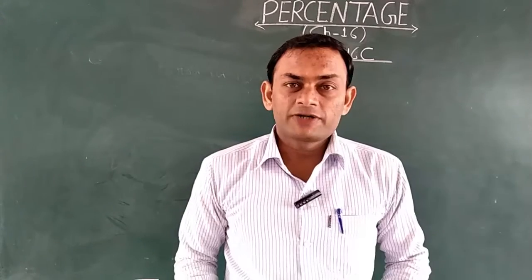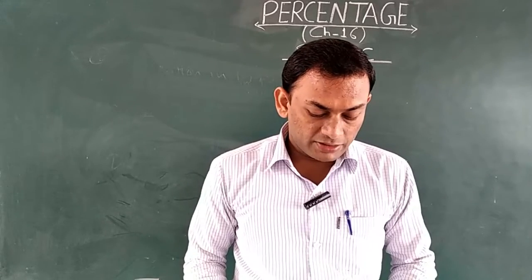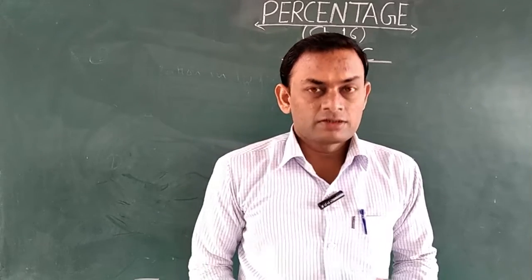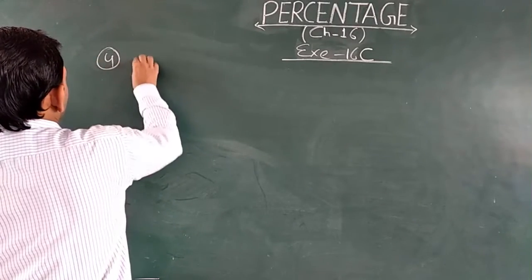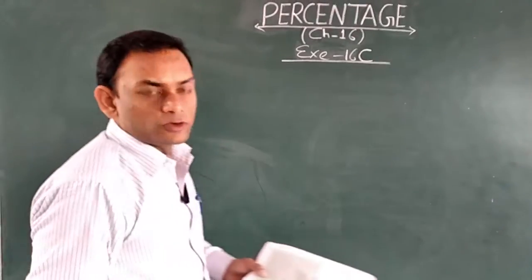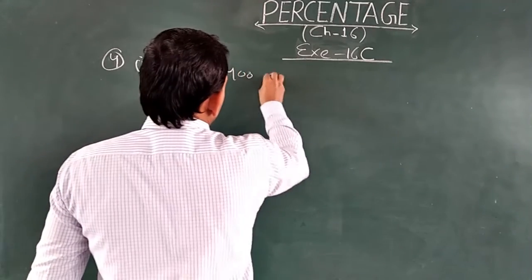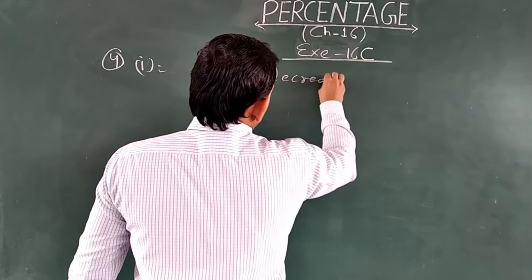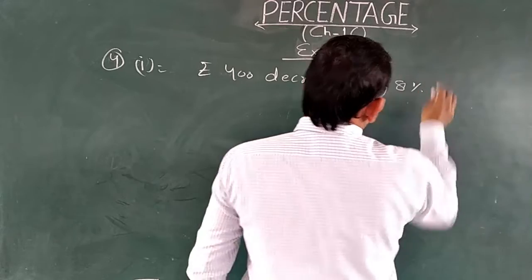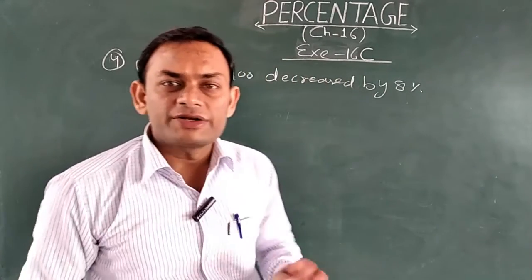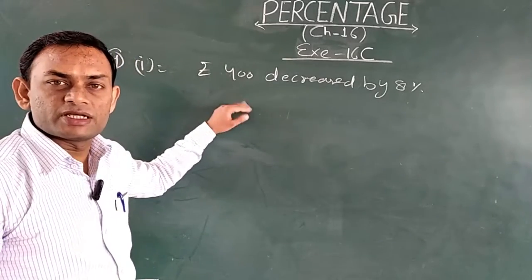Got it? Now after that, question number 4 I am just going to tell you. Find the resulting quantity when, it is a very simple question. This is question number 4, first part. Rupees 400 decreased by 8%. As I told you that everything is 100% in itself, so here 400 rupees is 100% in itself.